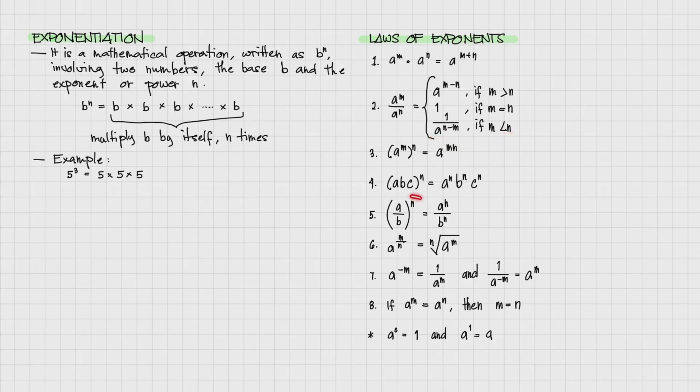So, you could also use this one, our distribution. If the quantity a over b is raised to n, you could just distribute our exponent. So, it would be equal to a raised to n divided by b raised to n. So, that's it. Okay, let's go back to our discussion.